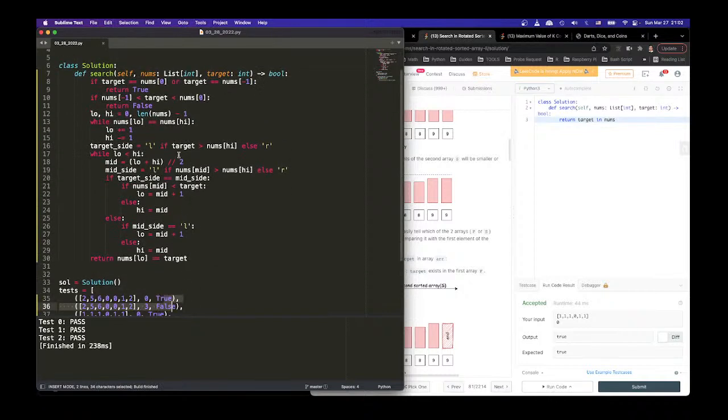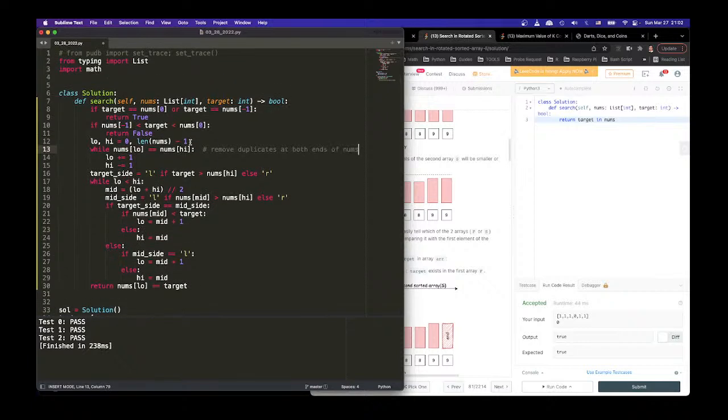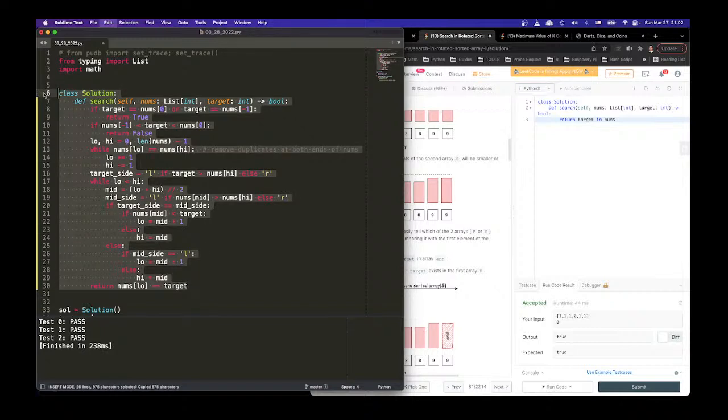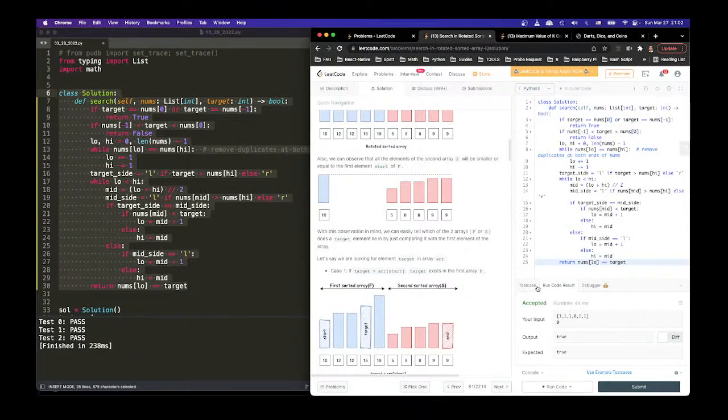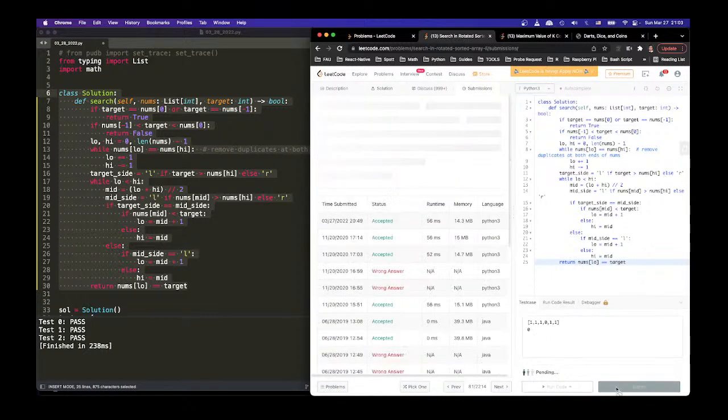So this is the key. Say remove duplicates that cross at both ends of nums. That's the key. I'm gonna try this one. We're gonna try it directly.